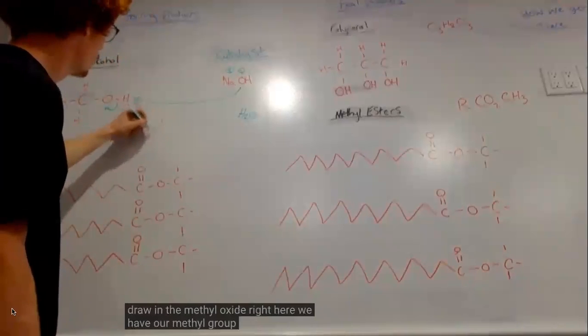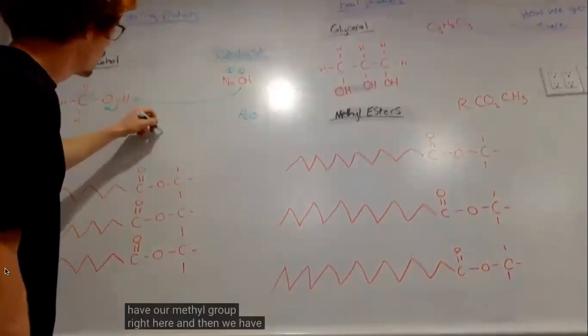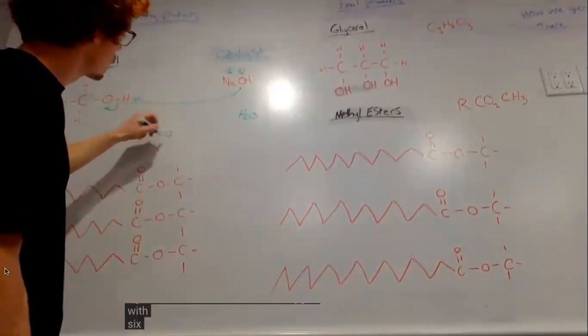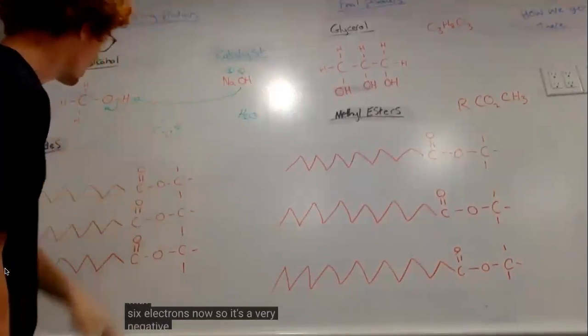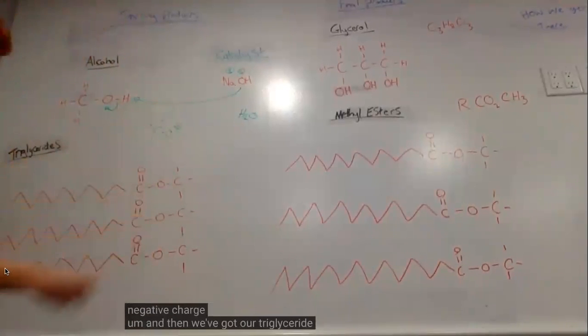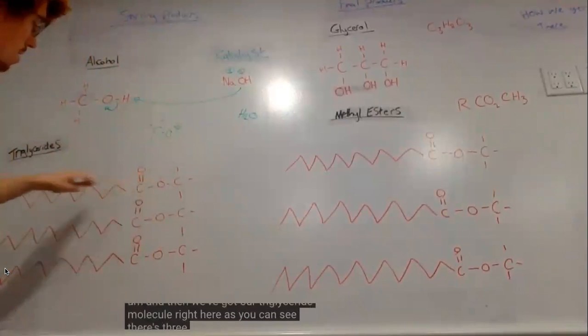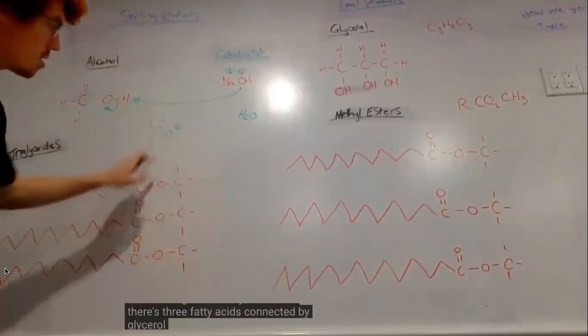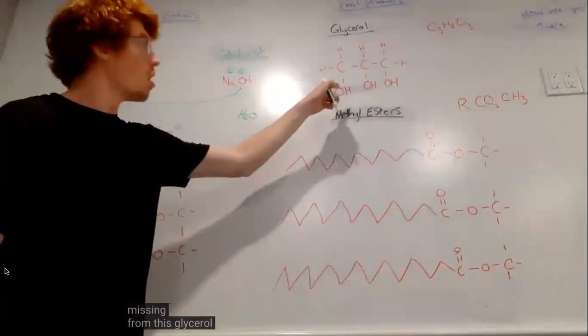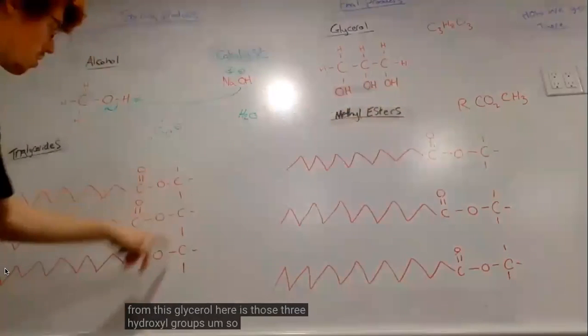So we have our methyl group right here, and then we have the oxygen with 6 electrons now, so it's a very negative charge. And then we've got our triglyceride molecule right here. As you can see, it's 3 fatty acids connected by glycerol backbone. The only thing you're missing from this glycerol here is those 3 hydroxyl groups. So I'll just have you note that.